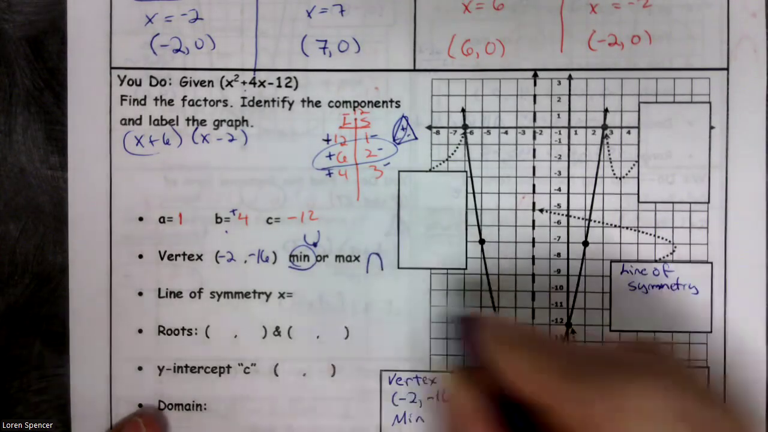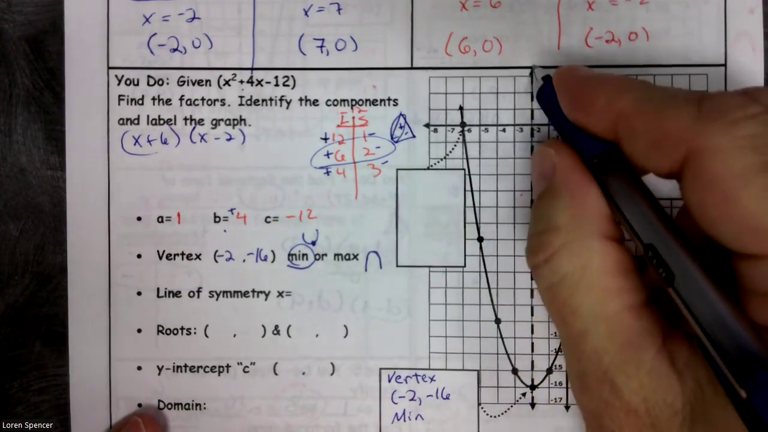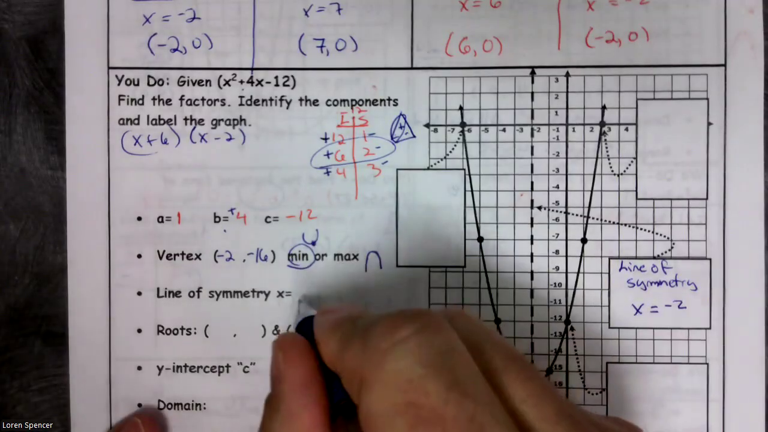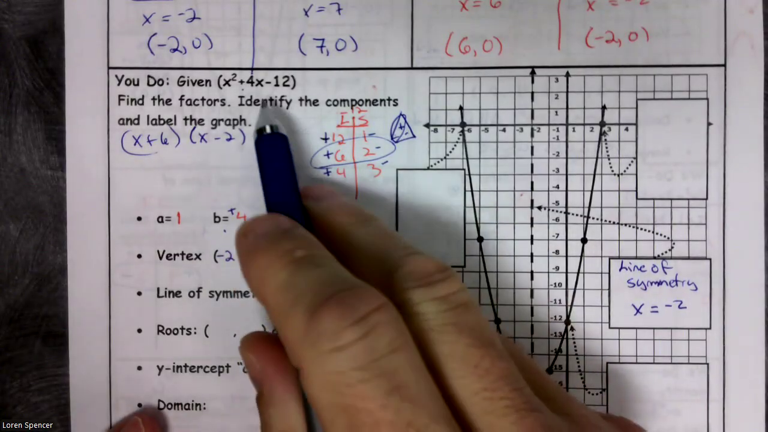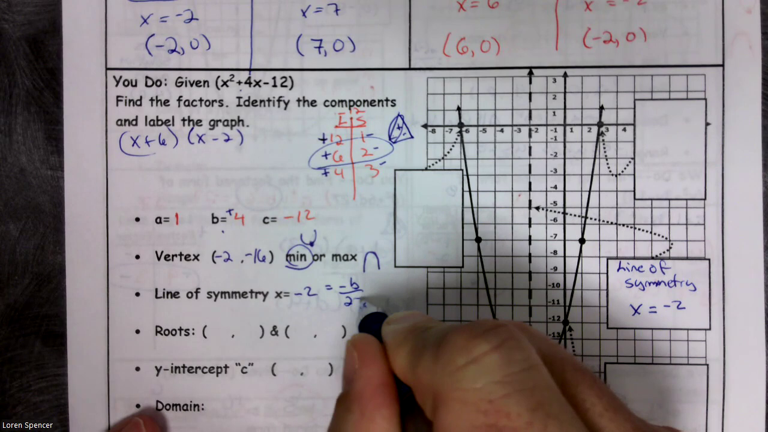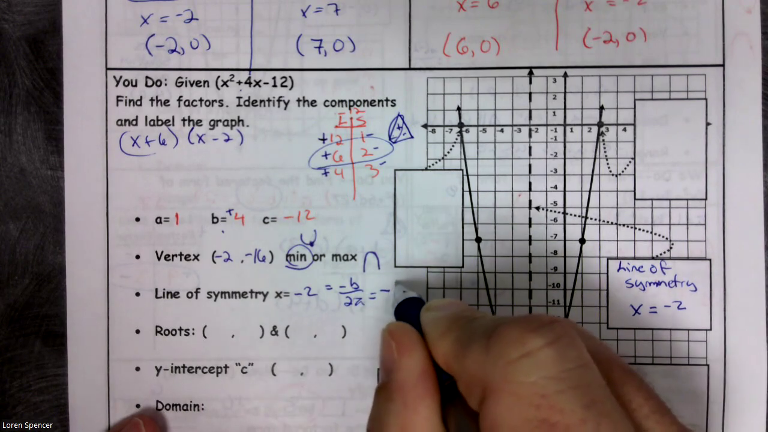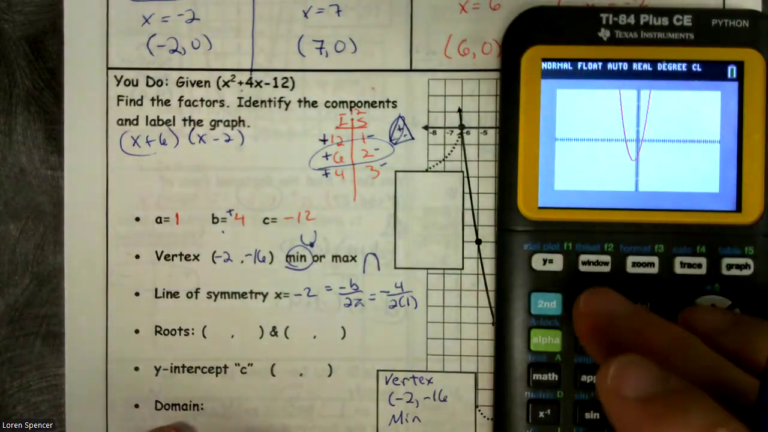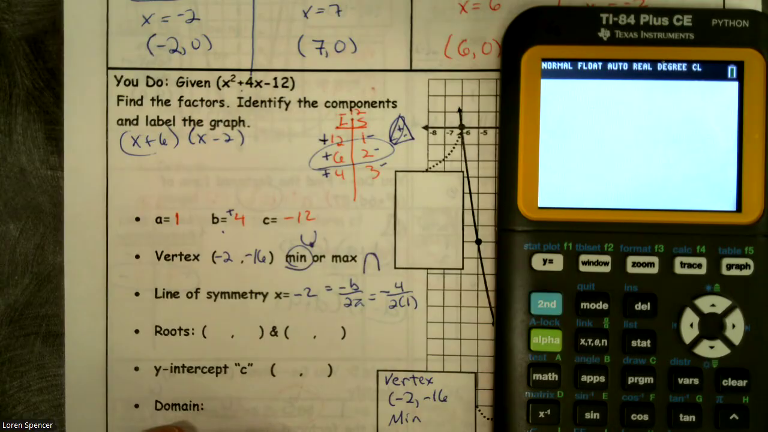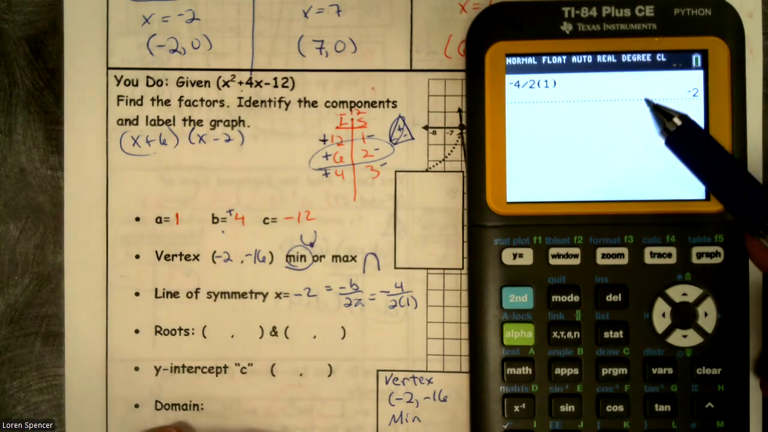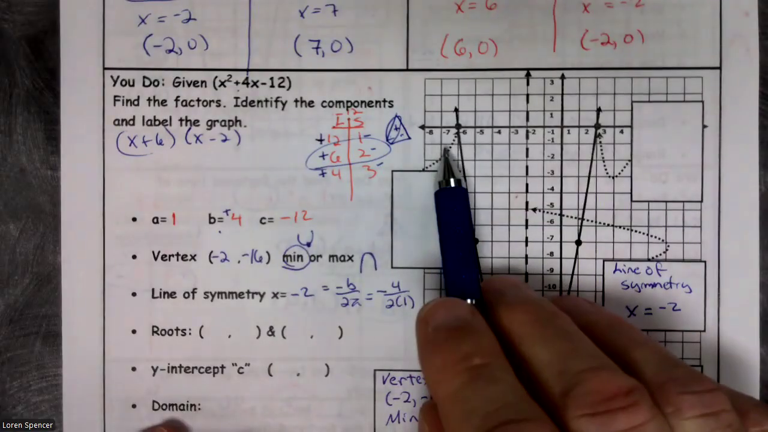The next thing is our line of symmetry. And line of symmetry will always be x equals some number. Well, what number does it equal? What cuts the thing right in half? Well, -2, so x equals -2. You could have also figured it out from this because it equals -b/2a, which is, in this case, -4/2 parentheses 1. Let's do that real quickly. So -4 divided by 2 parentheses 1 is -2.